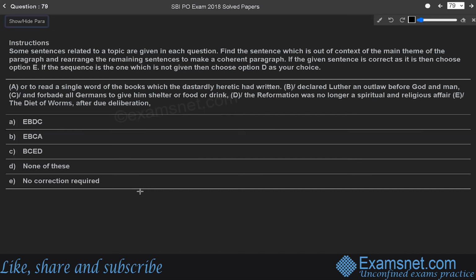On carefully reading these fragments, we see that Luther is the subject of the sentence. Fragment E introduces the context of the sentence and should be the opening part of the sentence. Sentence B should follow E as it explains what happened in the meeting. Sentences C and A form a pair as they explain the restrictions on Luther. Sentence D, which talks about the Reformation, is out of context. Hence, we can say that E, B, C, A forms a coherent paragraph. Therefore, the correct option will be option number B, which says E, B, C, and A.